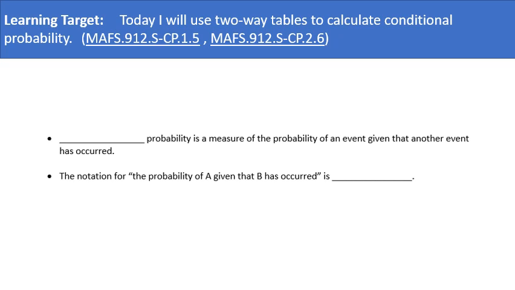Okay, so today we're talking about conditional probability. Conditional probability is a measure of probability of an event given that another event occurred. Here's what I mean by that. Let's say I come out of my classroom, if we were in school, and I see a backpack. And I think, okay, I wonder whose backpack this is.